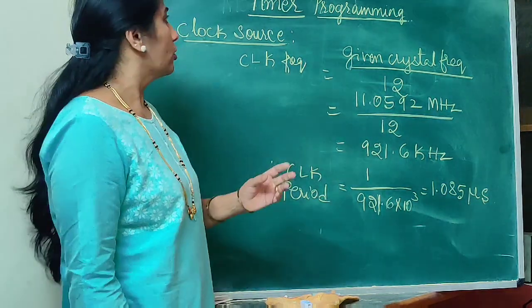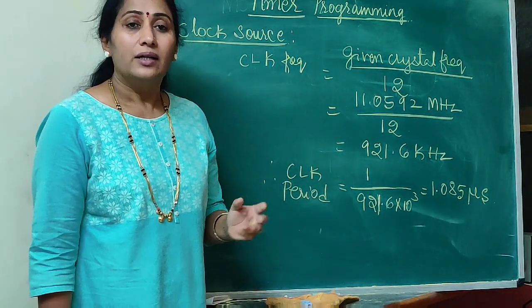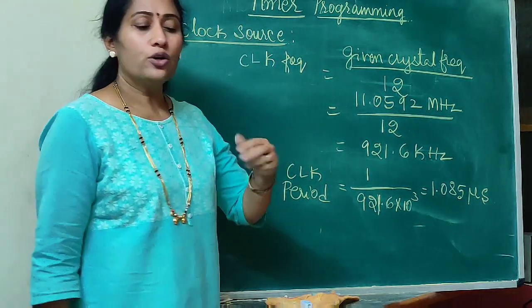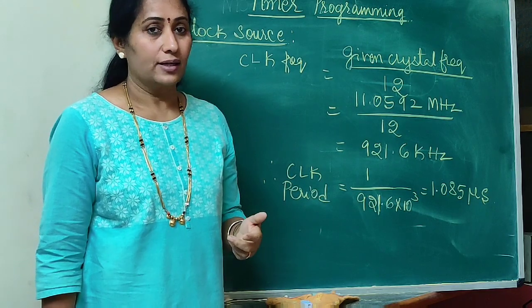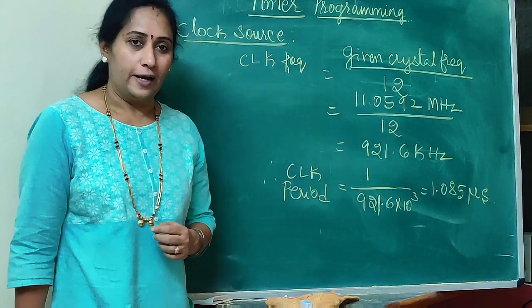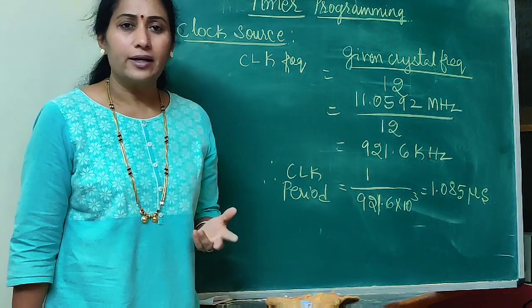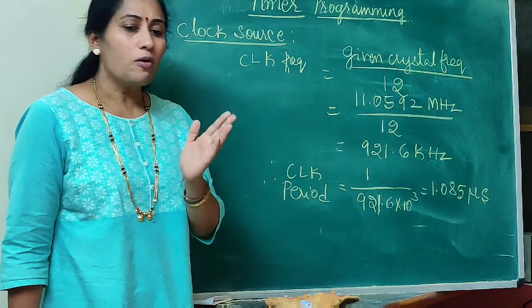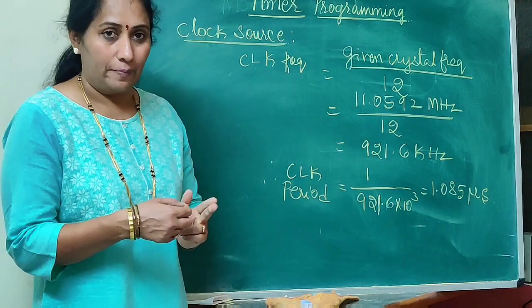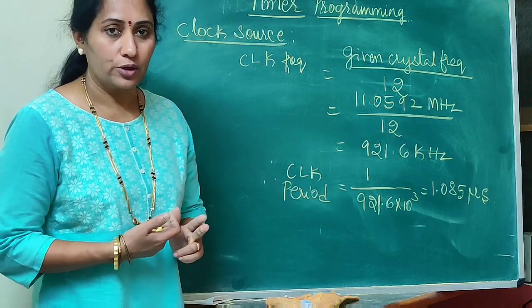Whenever the microcontroller wants to generate a delay, it takes the help of the timer which is inbuilt in it, wherein the timer is going to count the internal clock pulses in order to generate the delay. So whenever we want to generate a required time delay, the clock pulses are counted according to the required delay. That means the clock pulse duration plays a very important role.